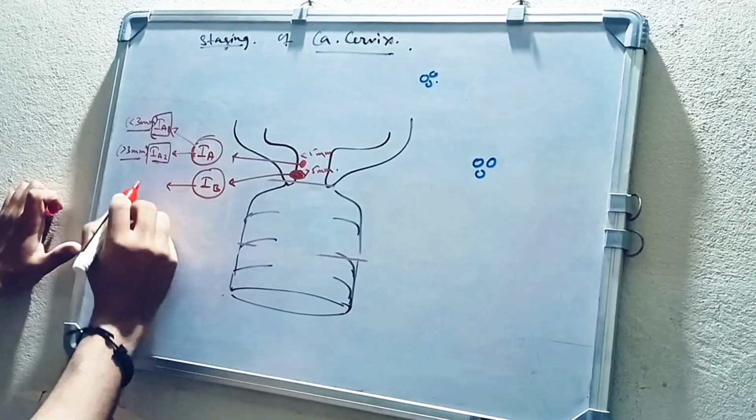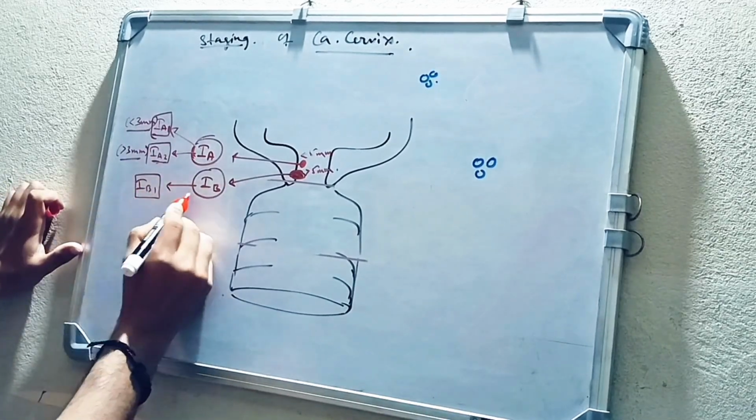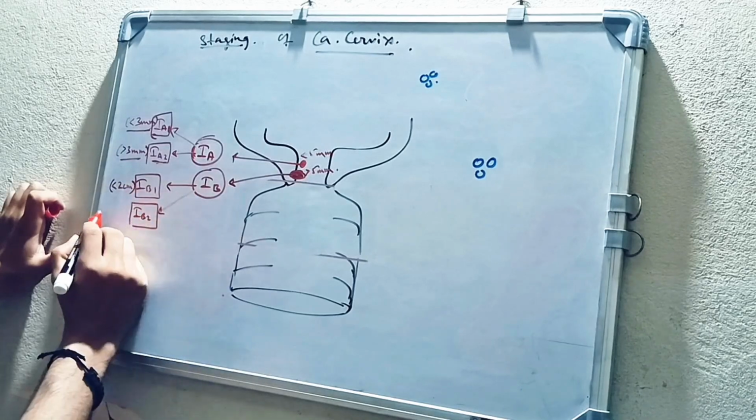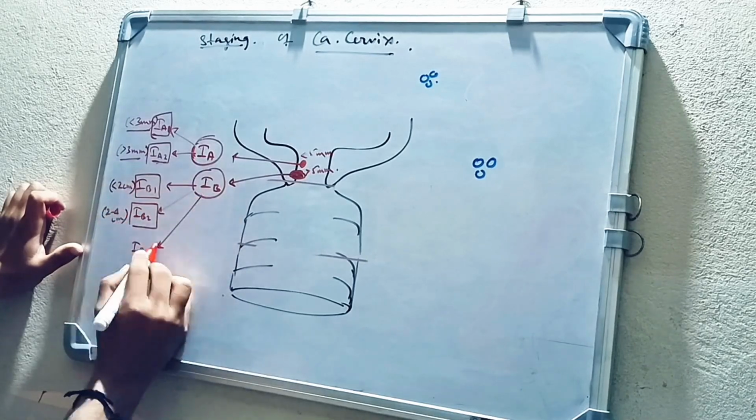Now let's come to 1B, which is more than 5 mm size. उसको 3 पार्ट्स में डिवाइड किया गया है. If it is less than 2 cm, then it is 1B1. If 2 to 4 cm, then 1B2, and if more than 4 cm, 1B3.